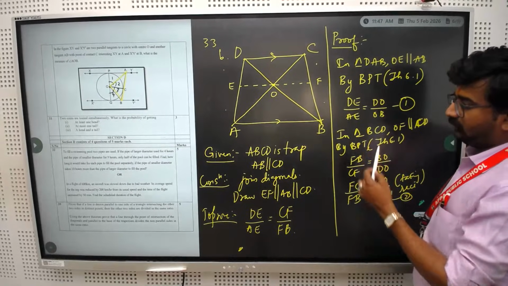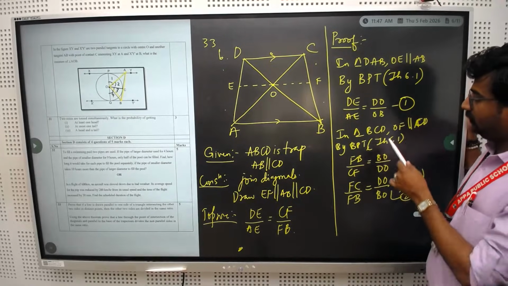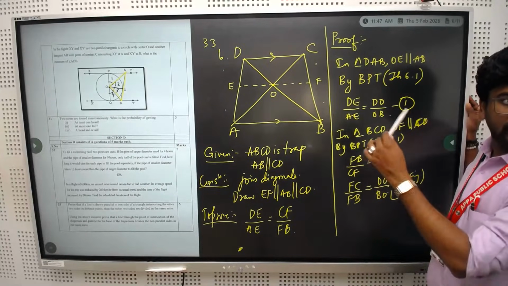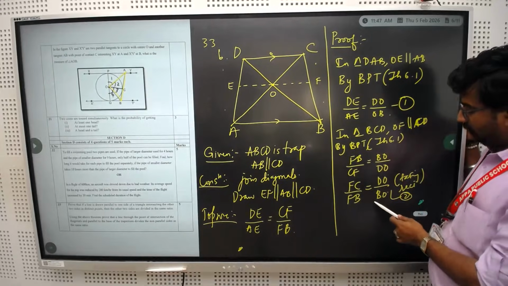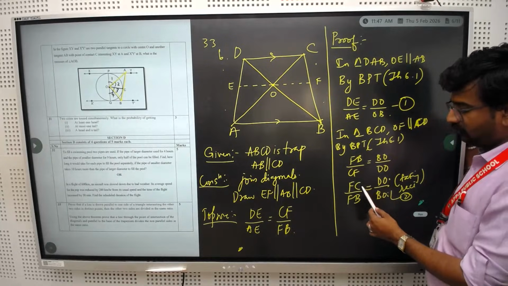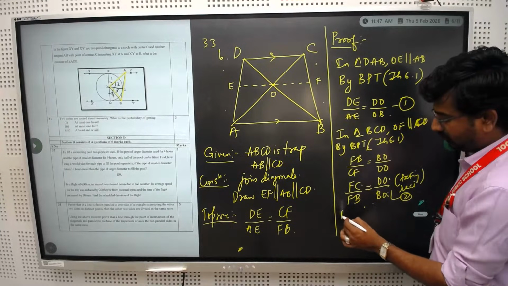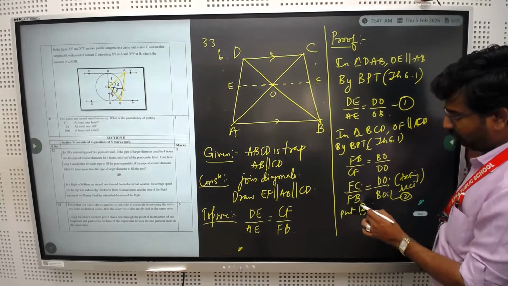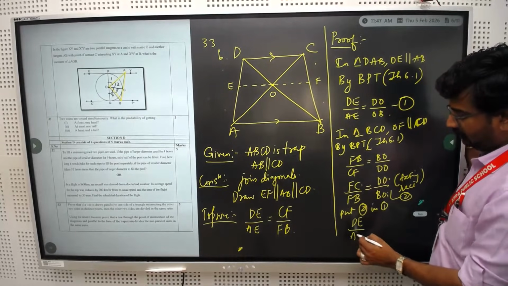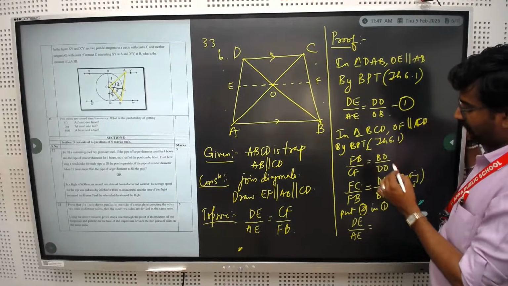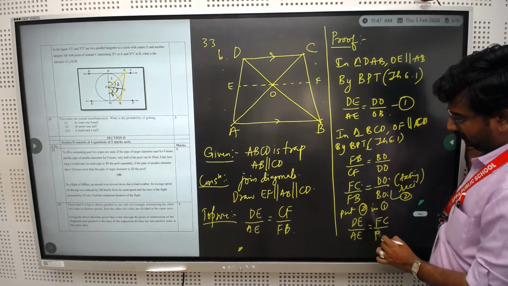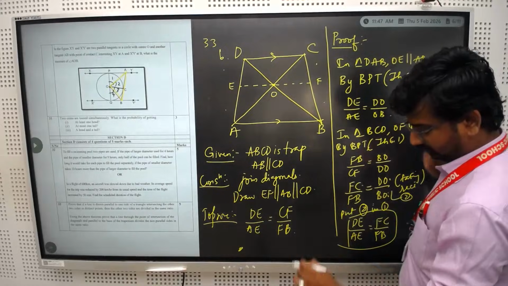Please look carefully at equations 1 and 2. Who are equal to each other? RHS. If RHS are equal, then LHS will be equal. Put equation 2 in 1. What will you substitute? In place of DO by BO, FC by FB. Substitute or put equation 2 in 1. Equation 1 is DE by AE is equal to, in place of BO by DO, FC by FB. Hence proved. Complete.